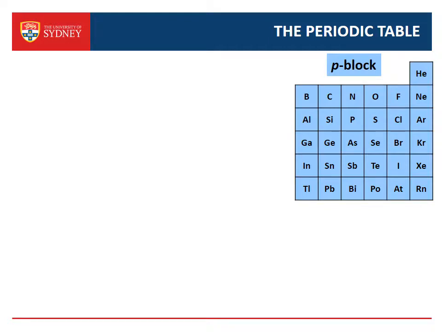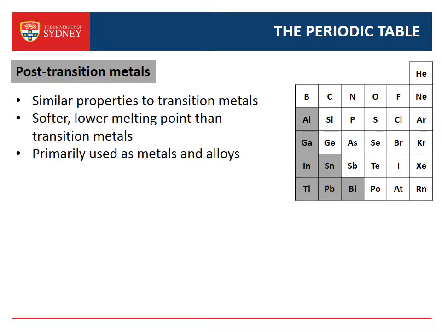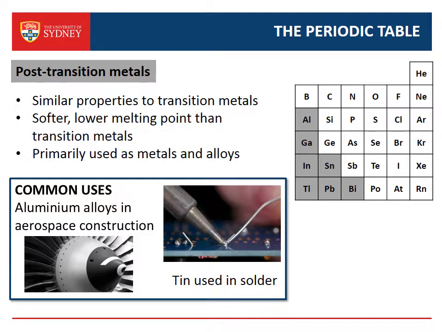The P block is the most diverse of all of the blocks of the periodic table, so we're going to look at different sections in turn. Some of the P block are metals, sometimes called the post-transition metals. In general, they have similar properties to transition metals, but they're softer and have a lower melting point. They're primarily used in metallic form or as alloys. For example, aluminium alloys are used in aerospace construction, and tin is used in alloys as solder, making use of its low melting point.